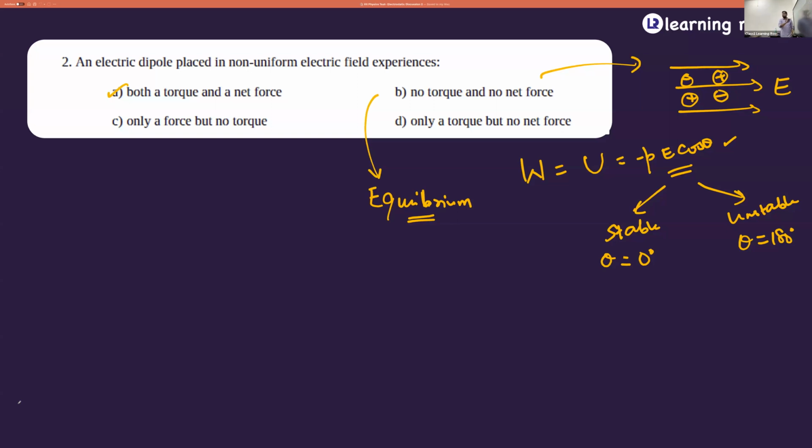And what about this? That is why we need to be clear with the question. Here they have clearly mentioned it is a non-uniform electric field. So both torque and net force are going to be non-zero values. I hope I'm clear with this, right? Shall I proceed?